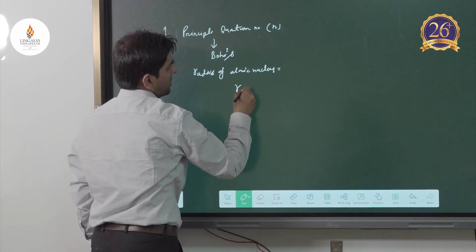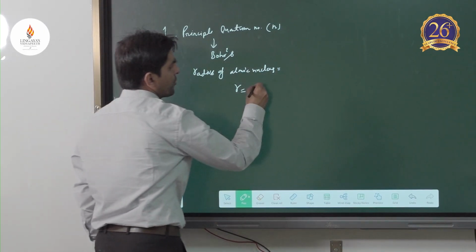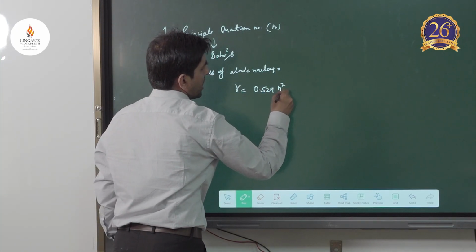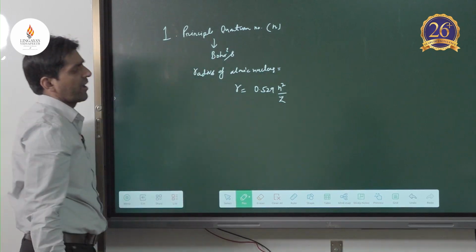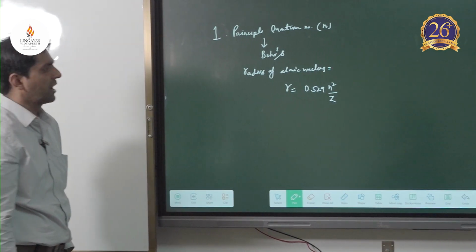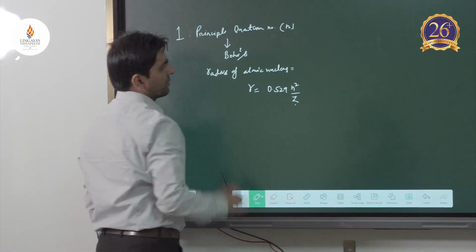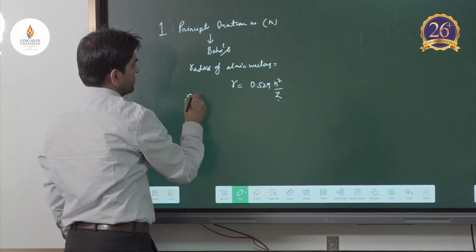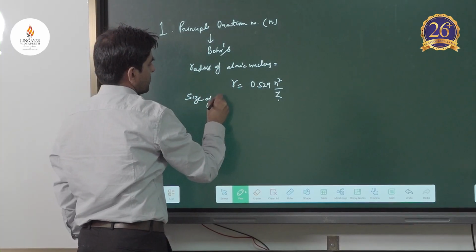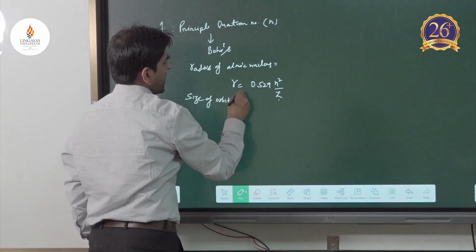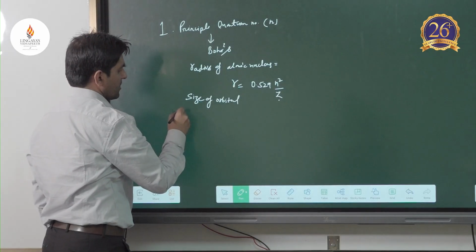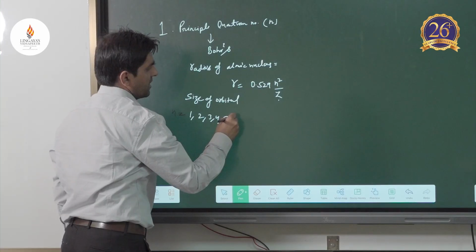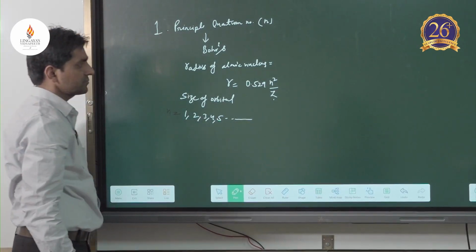That is denoted by R, and equal to 0.529 n square upon z. Value of n can be 1, 2, 3 and so on, and z is atomic number. And n tells us about the size of orbital, and value of n can be 1, 2, 3, 4, 5 and so on.